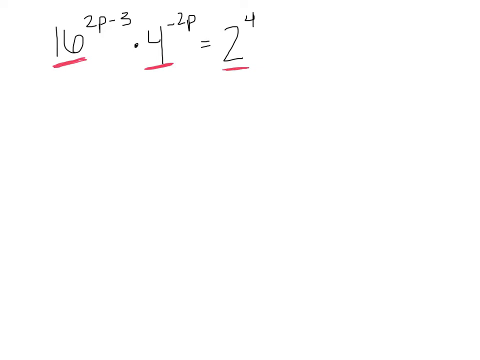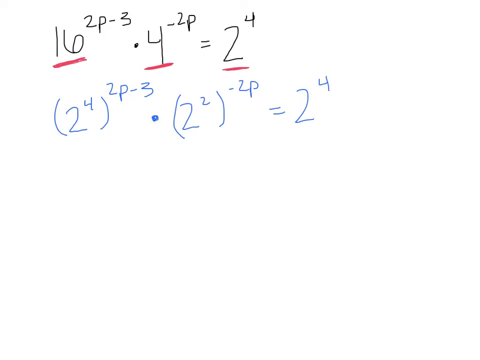So let's start with the 16. How can we write 16 as 2 to some power? 16 is 2 to the 4th. So we can say that this is really 2 to the 4th to the 2p minus 3 times 4. How do we write 4 as a power of 2? It's 2 squared. 2 to the 2 to the negative 2p equals 2 to the 4.